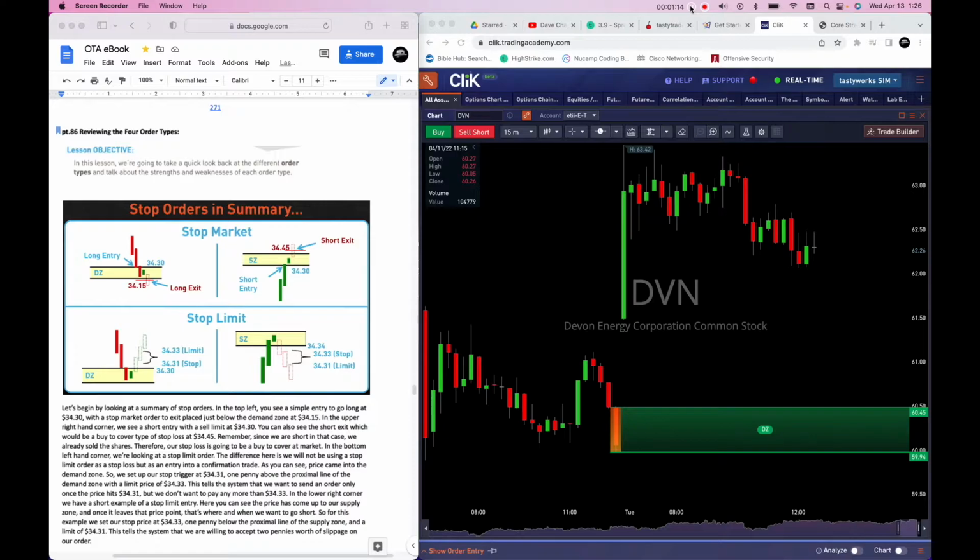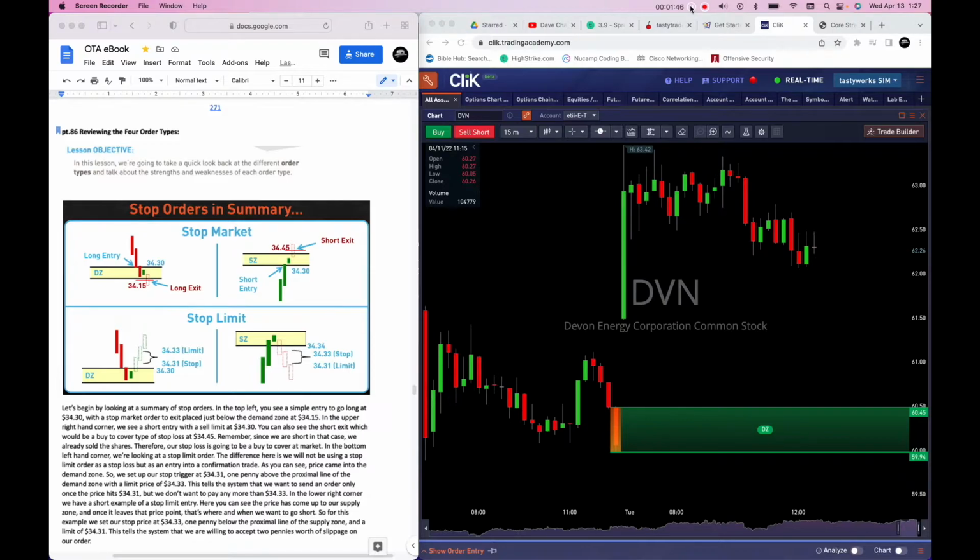In the bottom left-hand corner, we're looking at a stop limit order. The difference here is we will not be using a stop limit order as a stop loss, but rather as an entry into a confirmation trade. As you can see, price came into the demand zone. So in that case, we set up our stop trigger at $34.31, 1 penny above the proximal line of the demand zone.